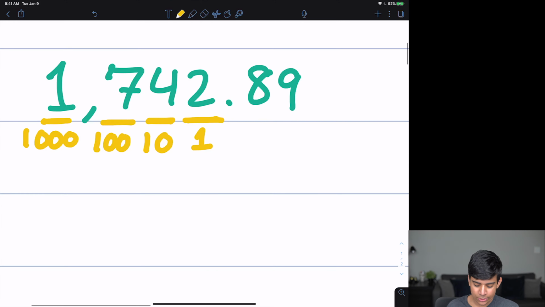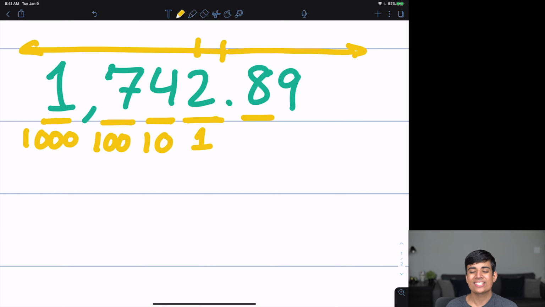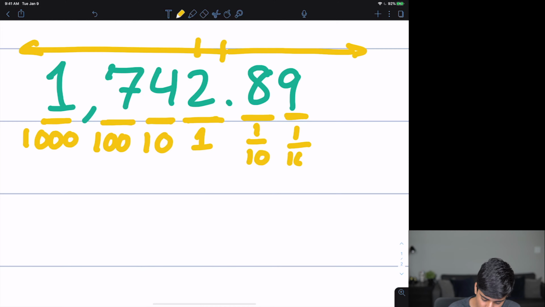Now, we went to the left of the ones place over here, but what if we go to the right? When we go to the right, the first place to the right is the tenths place, so 1 over 10. Instead of tens, it's tenths. Then over here, instead of hundreds, we have hundredths. It is the fraction 1 over 100 right over here.